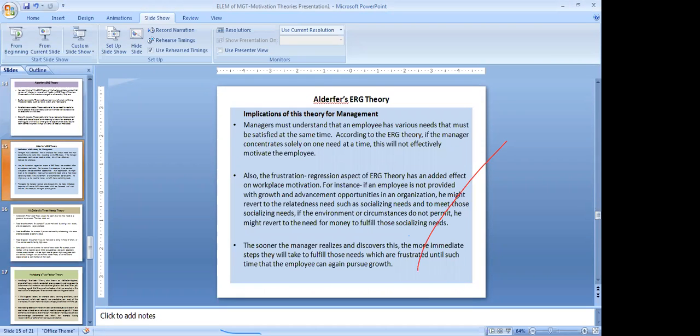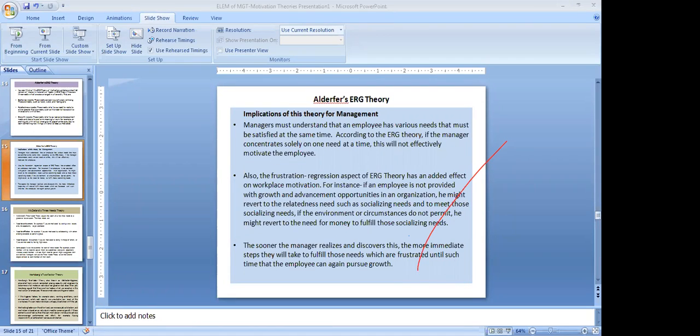So you can see the implication for management. But before that, I would like to highlight what Alderfer found out, what he called the frustration regression principle. What this means is that if a higher level need fails to be fulfilled, then a person may regress. In other words, fall back and seek to further fill lower level needs.